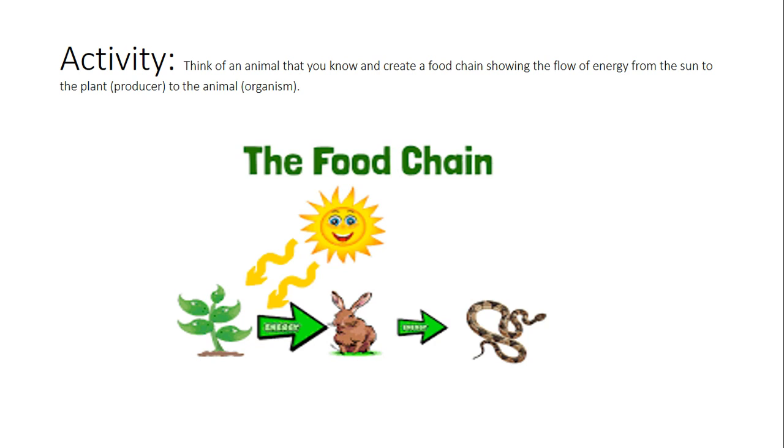Yesterday, you learned about animals and where they get their energy from. For today's activity, you must think of an animal that you know and create a food chain showing the flow of energy from the sun to the plant, also known as a producer, to the animal, which is known as an organism.